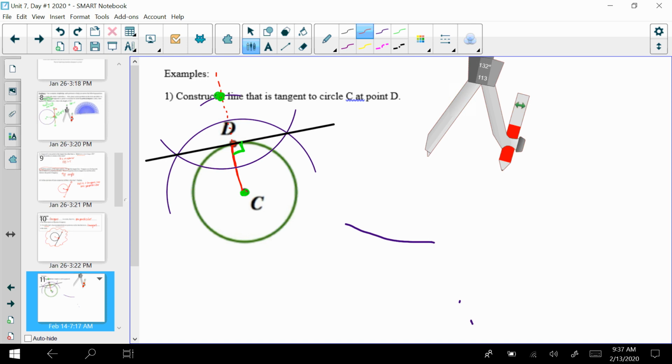Rewind the video and look at it again. Try it again on your own. Draw yourself a circle off to the side and try it again if you need another one of those. That's going to show back up on a test.